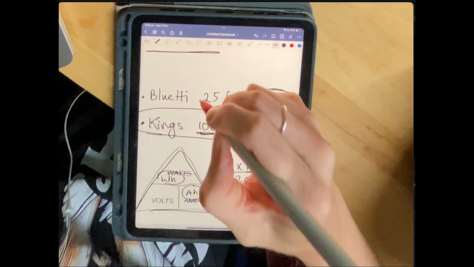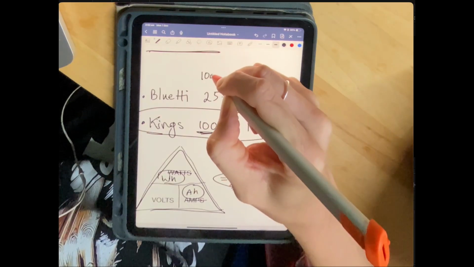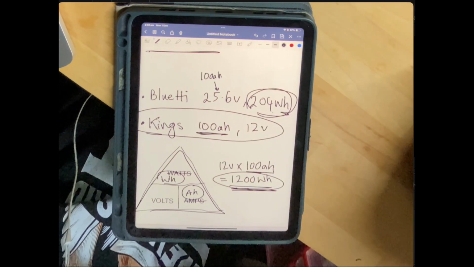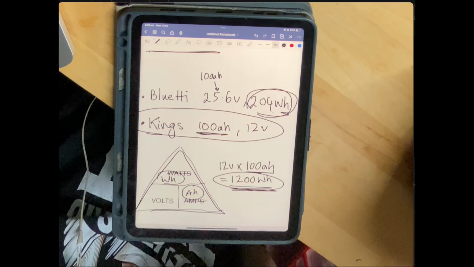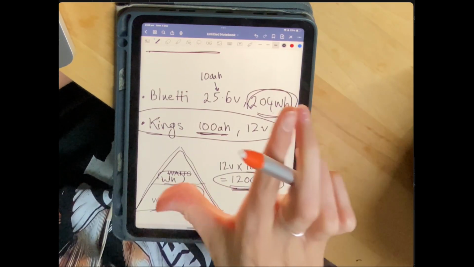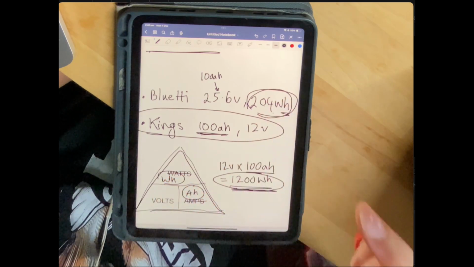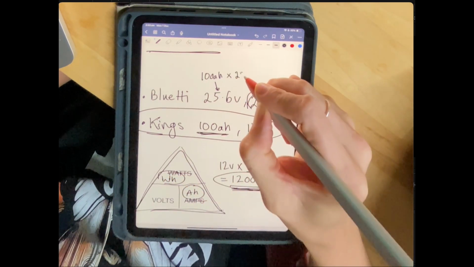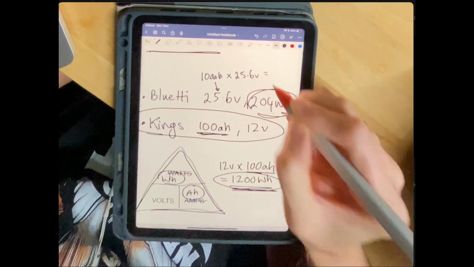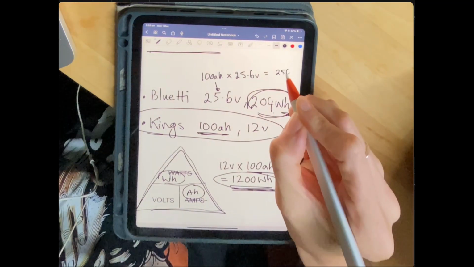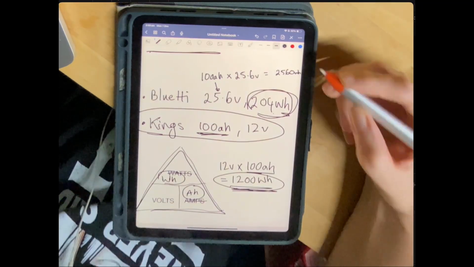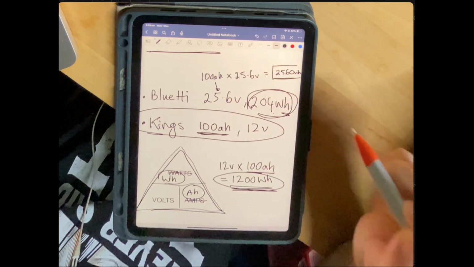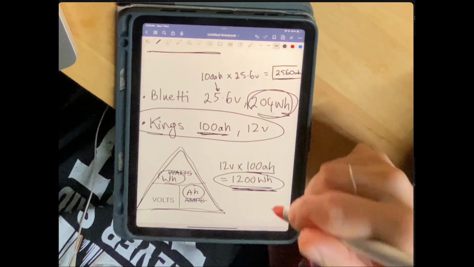Let me show you what 100 amp hours at 25.6 volts would be. So if we're trying to figure out what watt hours would be if we had 100 amp hours, we need the volts and we multiply them together. So 100 amp hours times 25.6, get this, look how many watt hours it would be, 2,560 watt hours, which is more than double this.